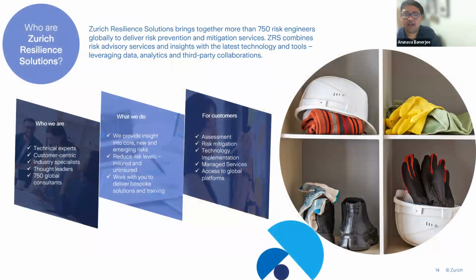A little bit about ZRS. At Zurich Resilience Solutions, we are about 750 risk engineers. That's what we are called, the risk engineers. We deal with risk. That's not just cyber. That's cyber and other types of risk, like property and liability. So we provide technical expertise, customer-centric expertise, and industry specialism. Just my cyber team has public sector background, financial sector background, manufacturing background, pharmaceutical background. So we bring in a lot of different expertise. And we do a lot of things for customers.